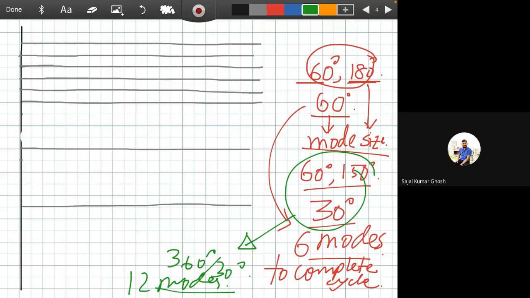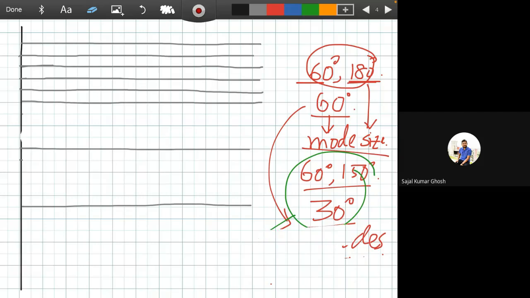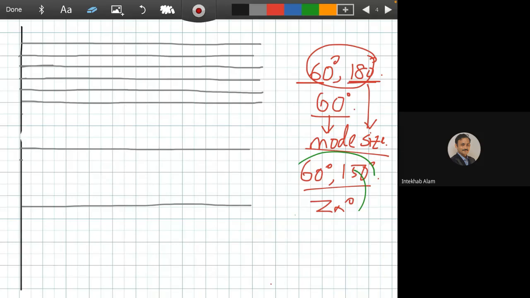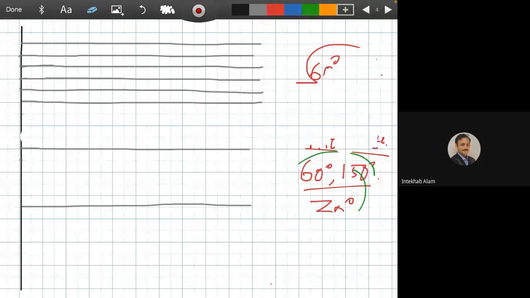Okay. If it is clear, then we can move forward. What about the weather condition in your place? Is it cold or not so cold?